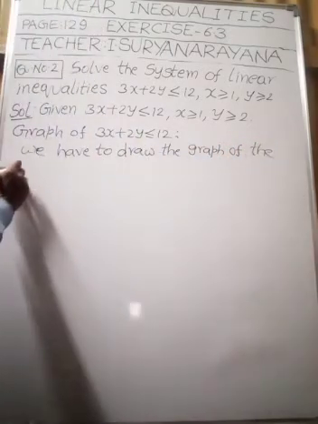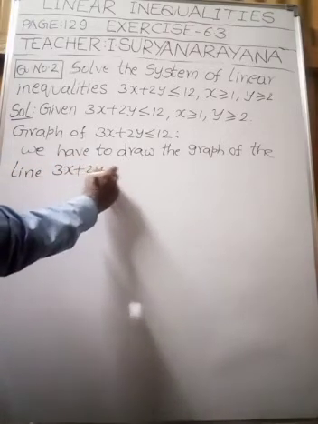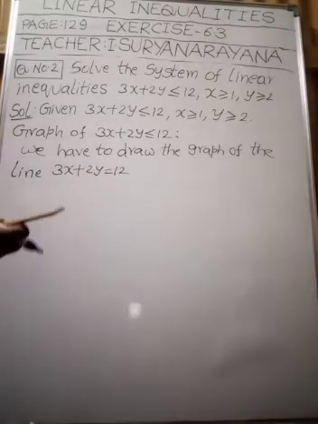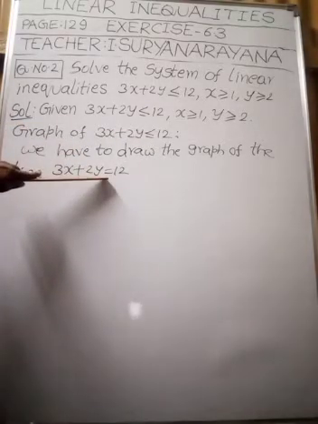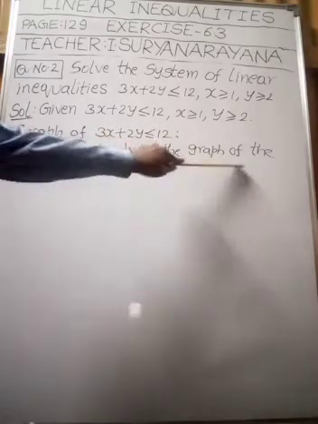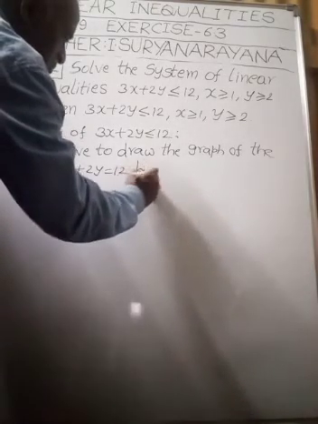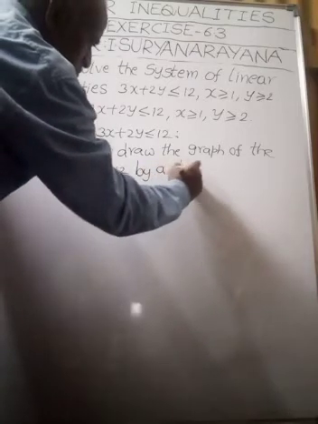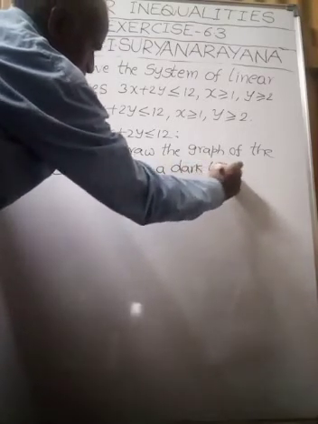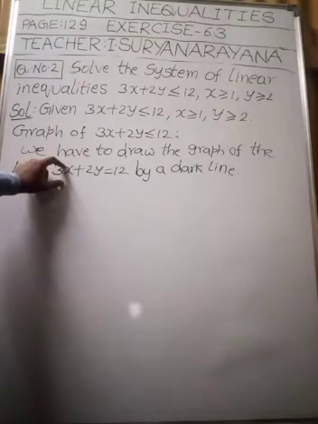the graph of the line 3x plus 2y is equal to 12. In the place of the inequality sign we keep the equal to sign. Do you remember this point, my children? Right. So we have to draw the graph of the line 3x plus 2y is equal to 12 by a dark line. Understood this point, my children?